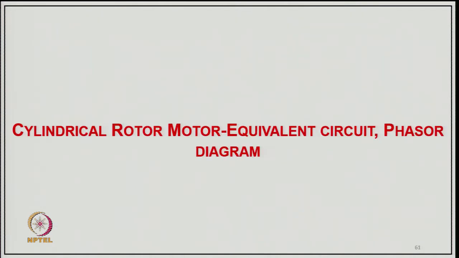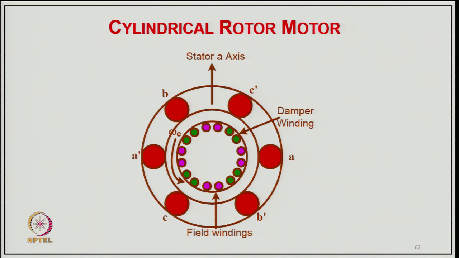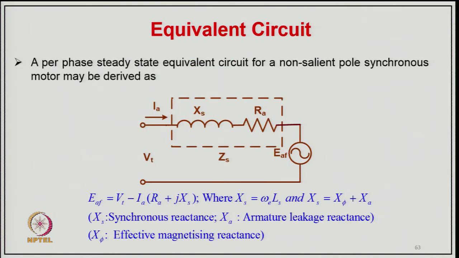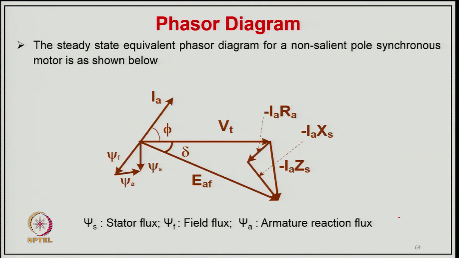Now, coming to the typical cylindrical rotor motor equivalent circuit and phasor diagram. On the rotor you have the field winding and damper winding. So, the per phase steady state equivalent circuit of the cylindrical rotor machine has Vt, the excitation voltage, synchronous reactance and resistance. So, E_F equals Vt minus I_a times (R_a plus jX_S), where X_S is omega L_S, and X_S is X_phi plus X_A.